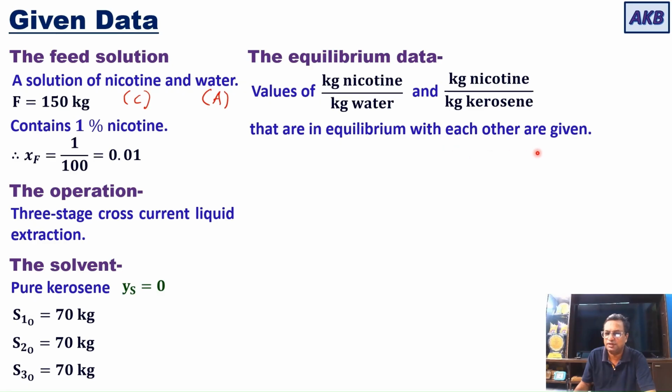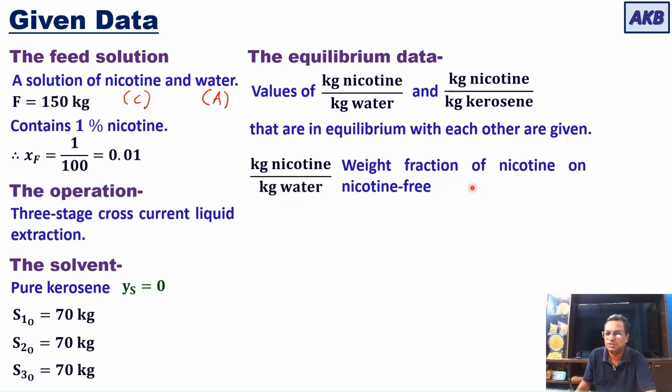These values are given to us. Values of kg nicotine per kg water and kg nicotine per kg kerosene that are in equilibrium with each other are given. Now, if you look at this term, kg nicotine per kg water, this is nothing but the amount of solute per kg of carrier solvent. That is, this is nothing but the weight fraction of nicotine on a nicotine-free basis in the raffinate.